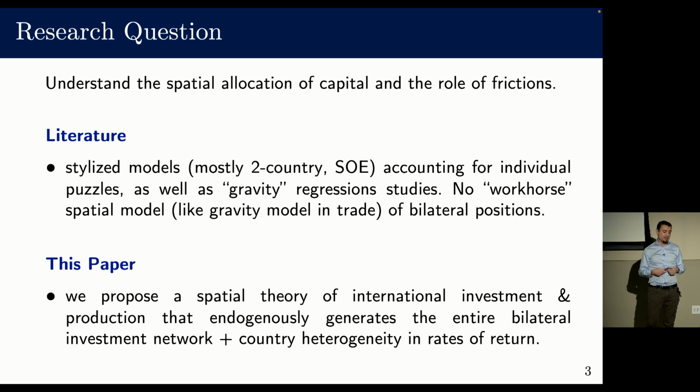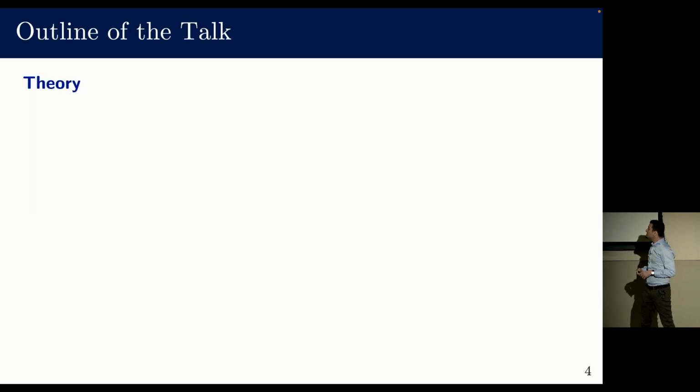In this paper, we propose a spatial theory of international investment and production that endogenously generates the entire network of country-to-country investment. And it also generates country heterogeneity in rates of return.